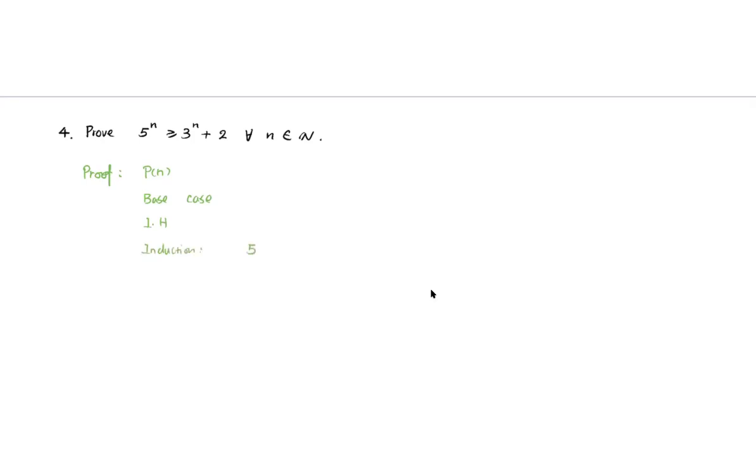So 5 to the k plus 1. Again, I'm gonna write it as 5 times 5 to the k for the same reason as before. Okay, because 5 to the power of k is in your IH. Thus, it would be greater than or equal to 3 to the k plus 2, the whole thing times 5, by IH.